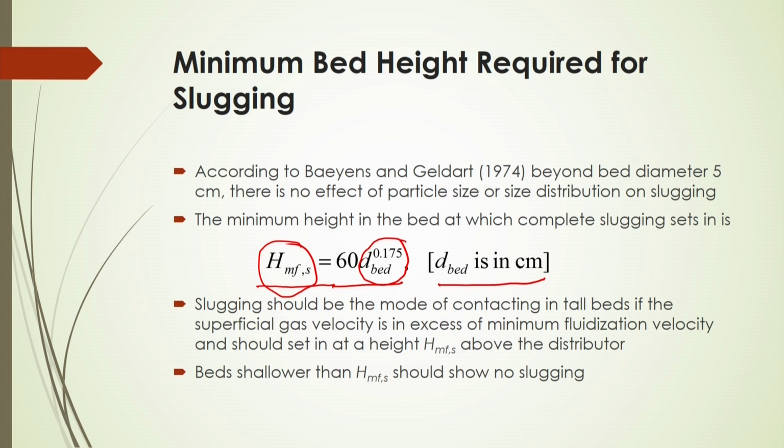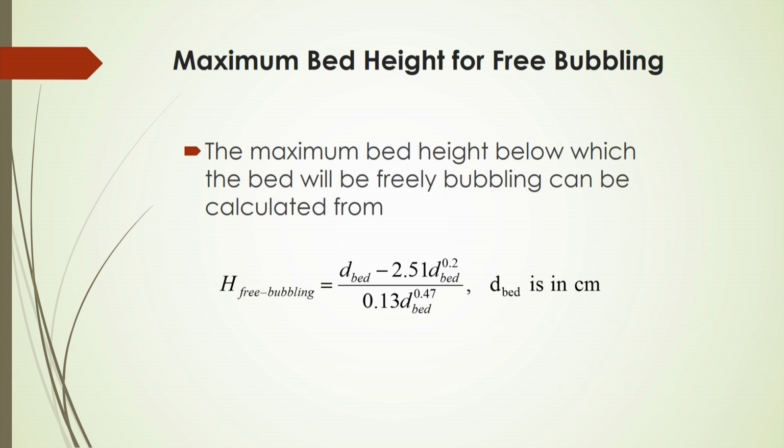Slugging should be the mode of contacting in tall beds if the superficial gas velocity is in excess of minimum fluidization velocity, and that should set in at a height that is called HMFS above the distributor. Beds shallower than this minimum height should show no slugging. And what should be the maximum bed height?